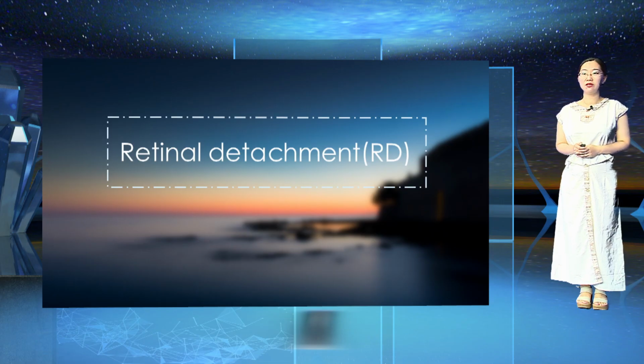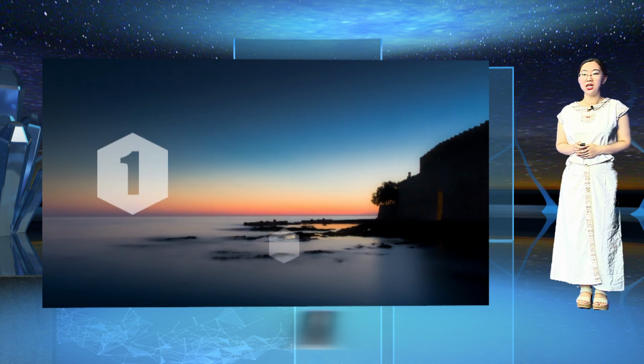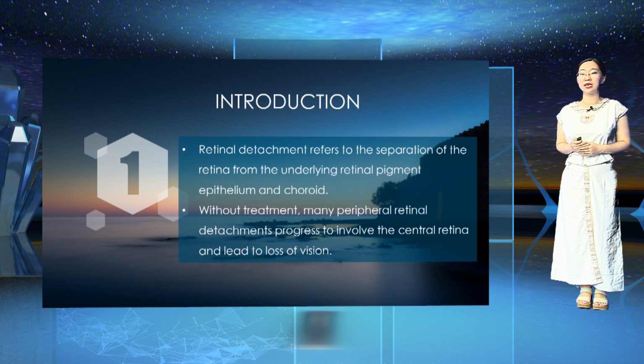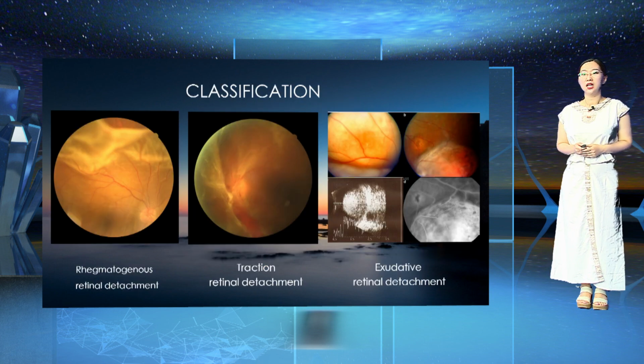In this class, we will learn about retinal detachment. Introduction. Retinal detachment refers to the separation of the retina from the underlying retinal pigment epithelium and choroid. Without treatment, many peripheral retinal detachments progress to involve the central retina and lead to loss of vision.